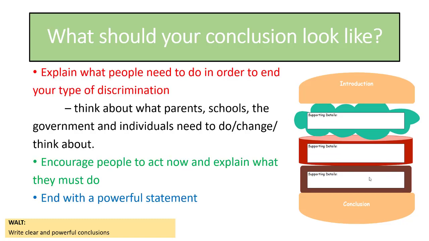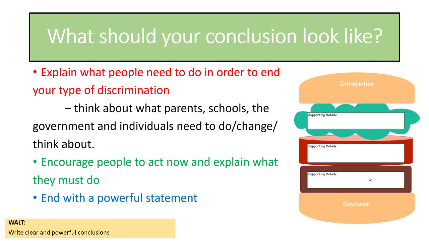So what should your conclusion look like? You need to explain what people need to do in order to end your type of discrimination. Think about what parents, schools, the government and individuals need to do or change or think about. So if you are talking about racism, think about how can we, maybe as an individual, as a society, as a community, what can we do, small or big, that will make an impact in moving towards change. Also, encourage people to act now and explain what they must do.